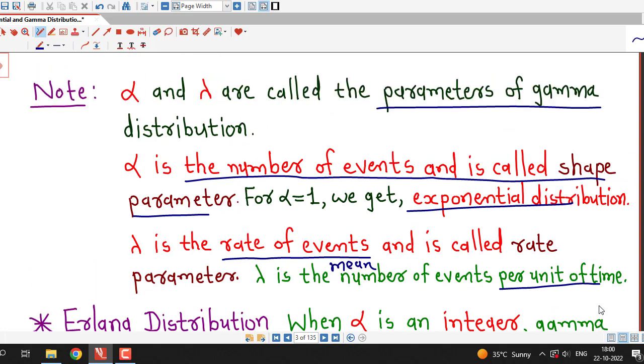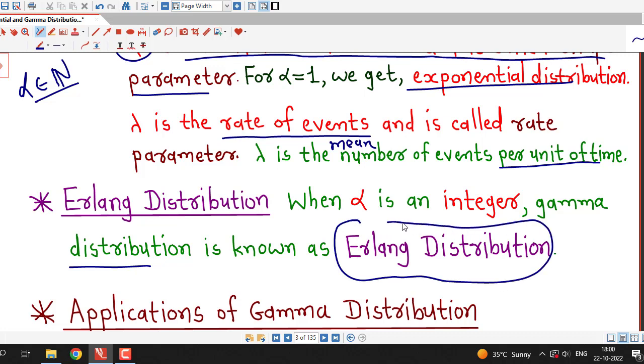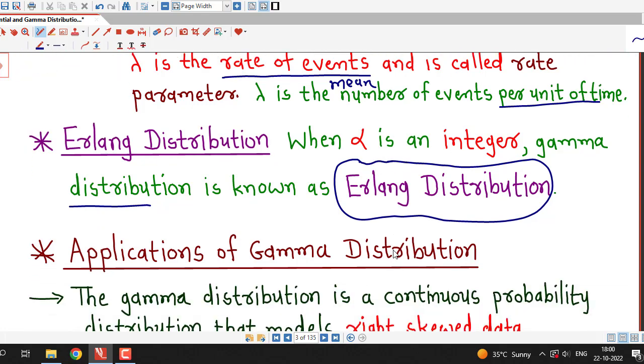And one more thing, if alpha, which is the shape parameter, is an integer, suppose alpha is a natural number, then gamma distribution is known as Erlang distribution. So when alpha is an integer, gamma distribution reduces to Erlang distribution.